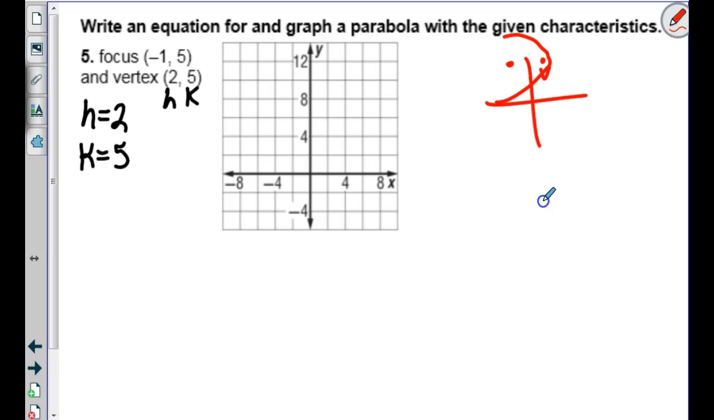So what do you know about the focus? What's the formula? (H plus P, K). Okay, and what is that equal to for this particular one?